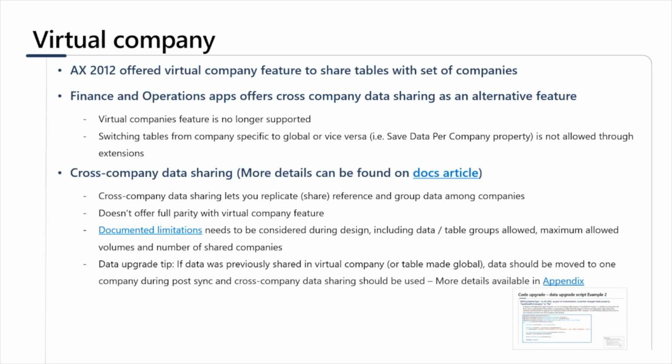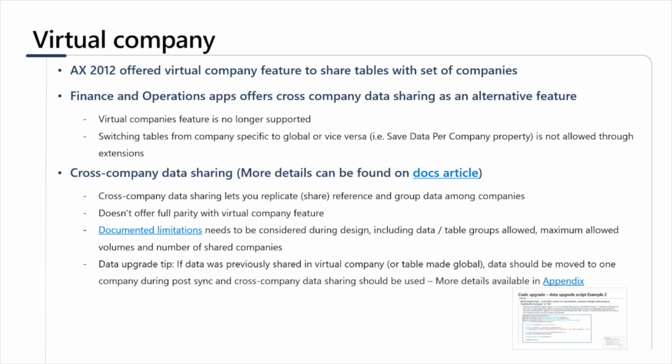So cross-company data sharing works by replicating data, which is the key difference from the virtual company, right? The data is physically copied across the companies rather than stored in one company and virtually shared with the rest of the companies. And because of that, it doesn't offer full parity with the virtual company feature. We have already documented the limitations, so you can click on that link and see them, mainly things you need to consider while designing this: which data can be shared, the maximum number of volumes, and the maximum number of companies that can be shared.